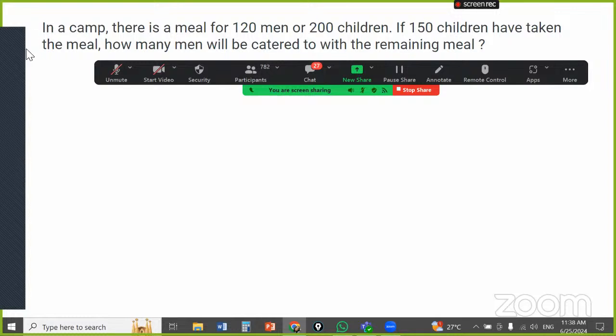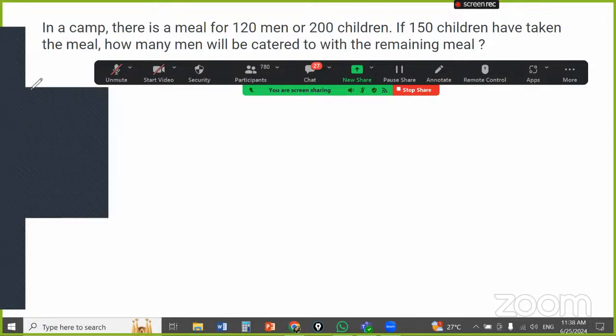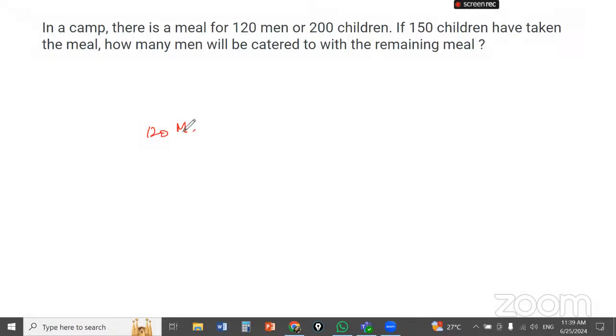We have some meal. We don't know how much we have. The meal is the work done. With the meal, whatever we have, we can feed either 120 men or 200 children. Any one of these two can be done. This is what they have given, which means the food taken by 120 men is equal to food consumed by 200 children. That's the meaning here.